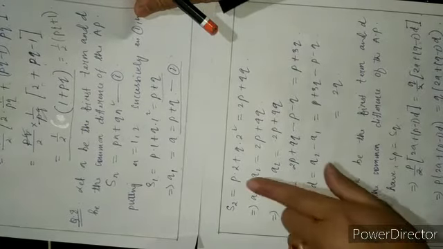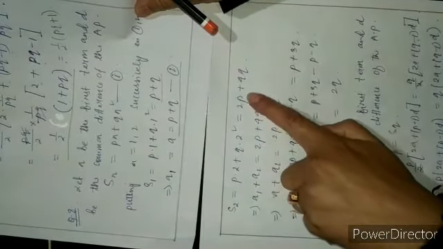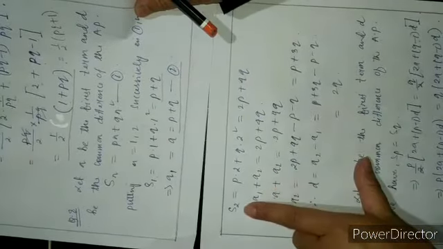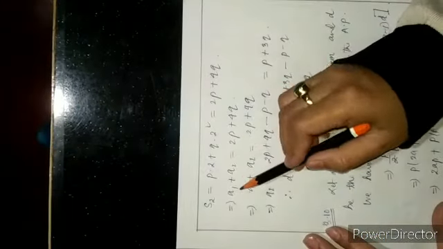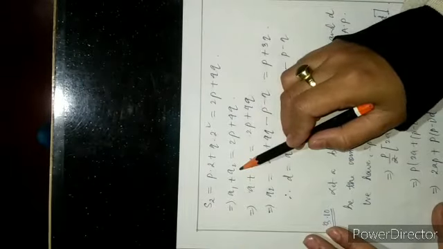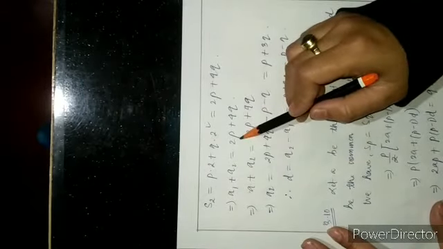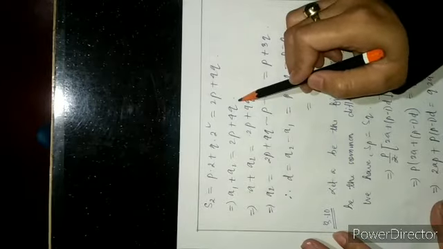Next we find S2. From the general expression Sn equals Pn plus Qn square, putting n equal to 2, S2 will be equal to P into 2 plus Q into 2 square, which is 2P plus 4Q. S2 means the sum of the first two terms, that is the sum of the first term and second term, A1 plus A2, which is equal to 2P plus 4 times of Q. And A1 is represented by A, so A plus A2 equals 2 times of P plus 4Q.